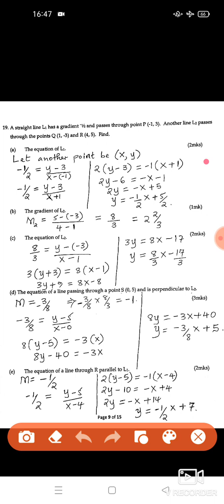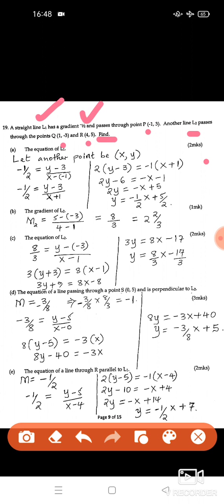We're going to handle gradients and equation of a straight line. Number 19, we are told that a straight line L1 has a gradient of negative half and passes through point P, which is negative 1, 3. Another line L2 passes through points Q and R with the given coordinates.